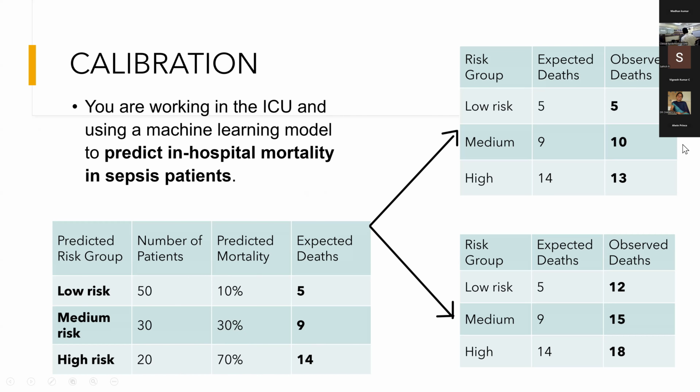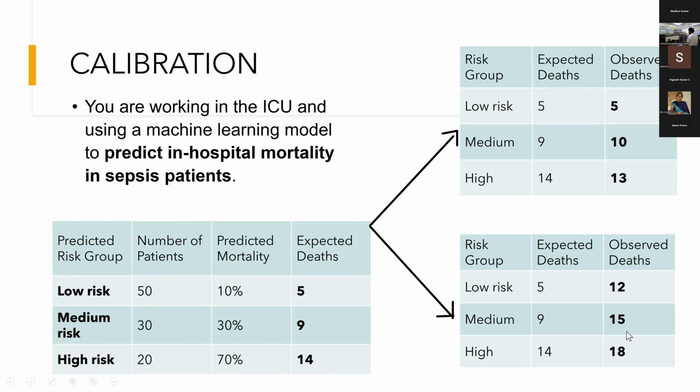Next, how do we assess the accuracy, whether this machine learning algorithm actually predicted the risk correctly? We follow up and see how many actually died. Say, for example, the actual deaths were 5, 10, and 13 as compared to the machine learning algorithm's prediction of 5, 9, and 14. Do you think this is a well calibrated study?